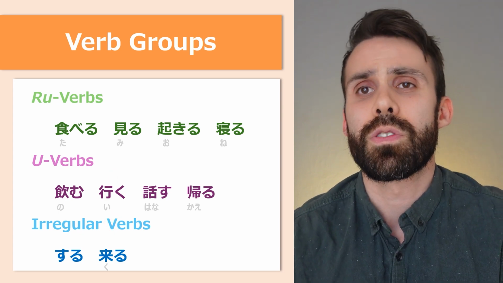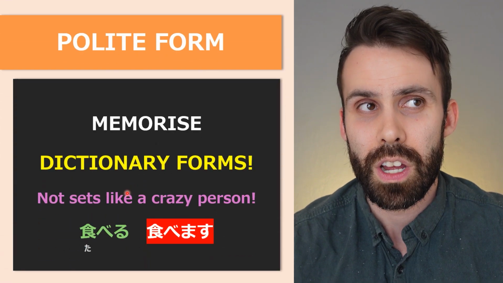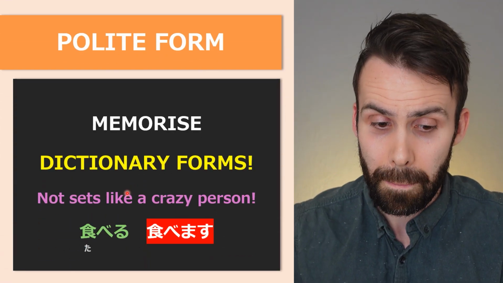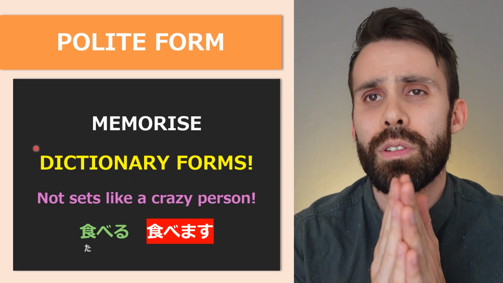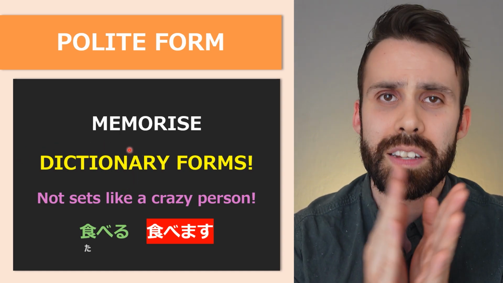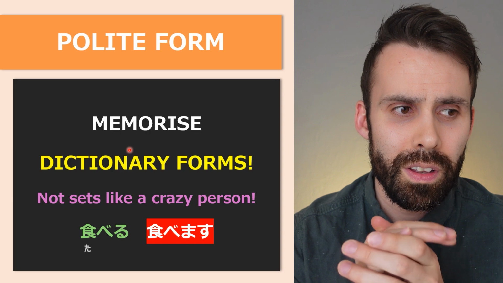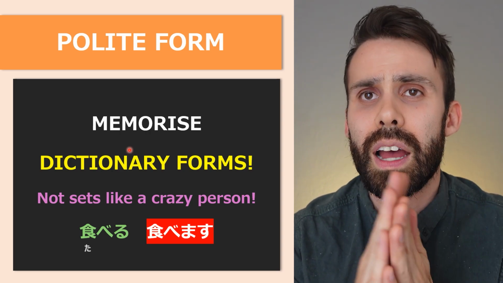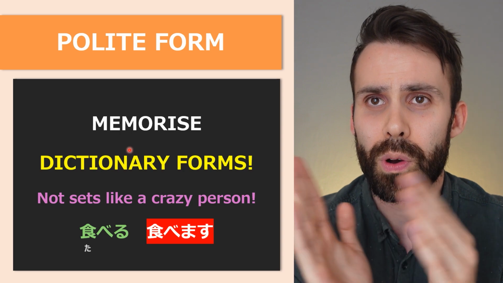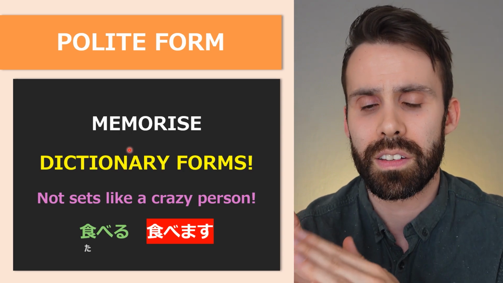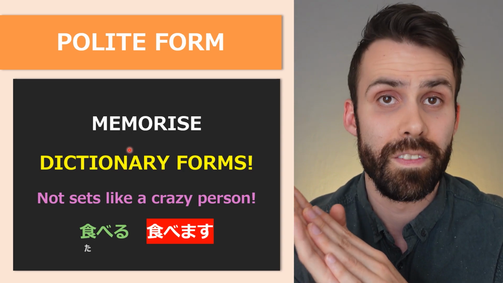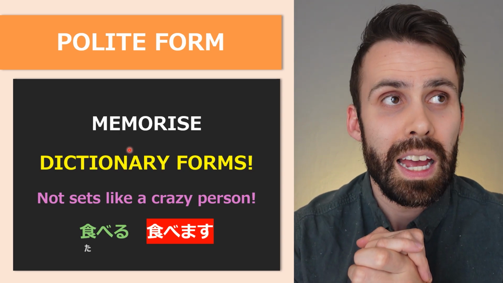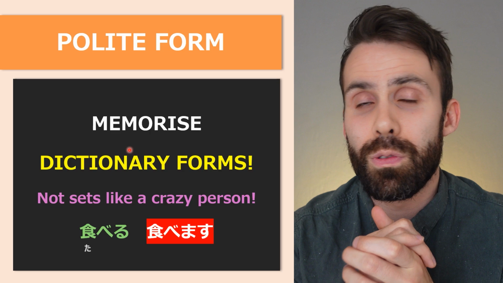The book is going to try to convince you to learn these verbs in a very strange way. It's trying to tell you to learn them as sets. So it's going to try to tell you to learn them as taberu and tabemasu. So both the dictionary form and the conjugated version of that same verb, which to me is absolutely insane. And there are maybe a few reasons for that.